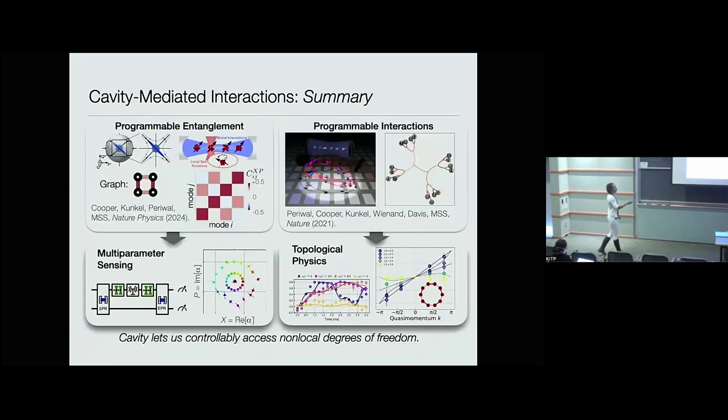Okay, so the common theme between the two stories I told you, one in using programmable entanglement for sensing and one in exploring quantum simulation with these programmable interactions, is that the cavity actually gives us a way of controllably accessing non-local degrees of freedom, right? That was a crucial ingredient of leveraging this EPR-type entanglement for sensing conjugate quadratures, and it was also a crucial ingredient of probing these topological edge states.